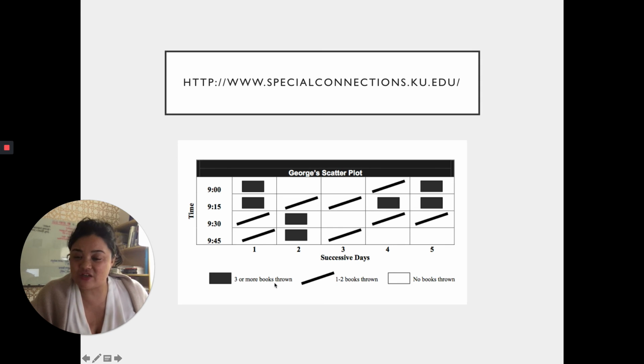So this behavior is aggression. He's throwing books. So a filled in box means that the student threw 3 or more books. A dash means 1 to 2 books. And a blank means that there were no behaviors shown, right? So this gives you a nice visual of if I needed to come in and observe the behavior, when would I likely see it?